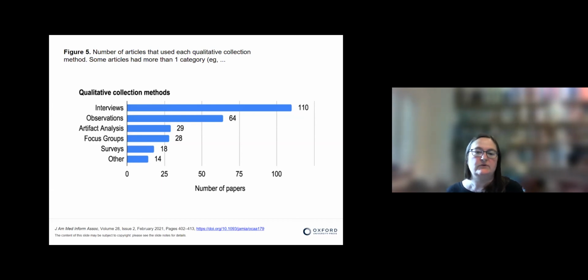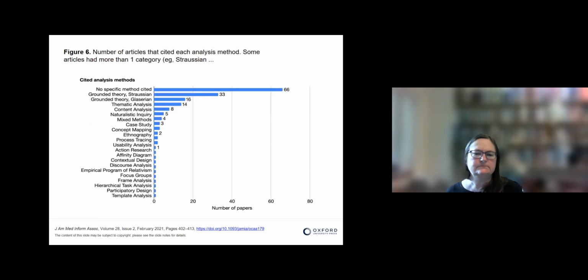As you can see, interviews and observations are perhaps amongst the most popular qualitative approaches that are used. Similarly, if you look at the different types of analysis methods, as you can see, grounded theory is a common one. I suspect that over time that may change as we have more information around how specific technologies affect the way we do our work.